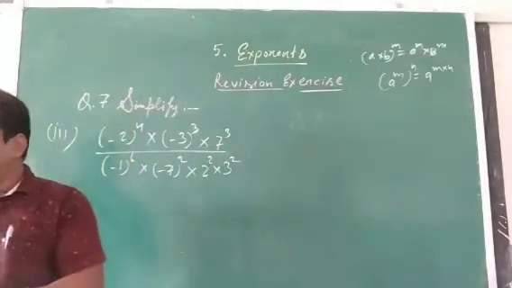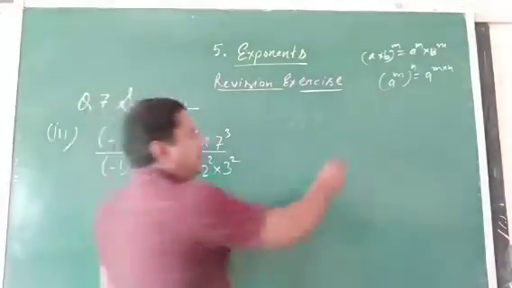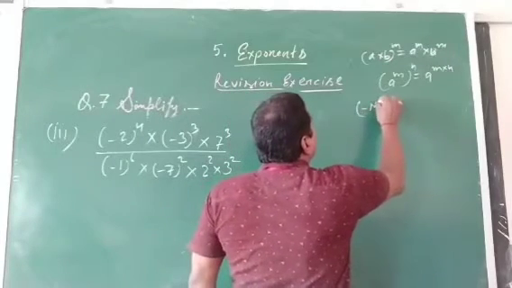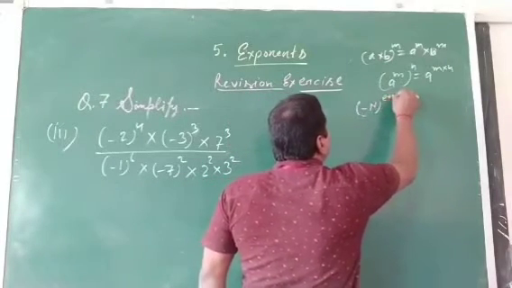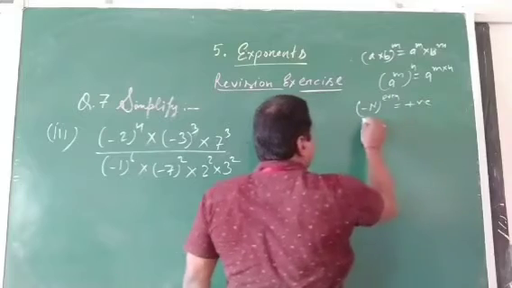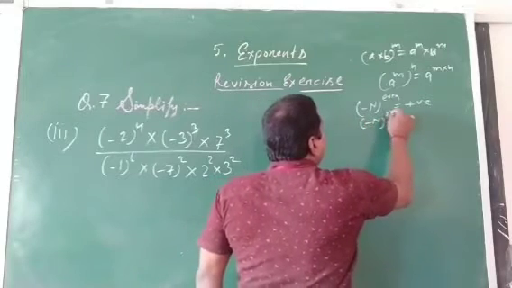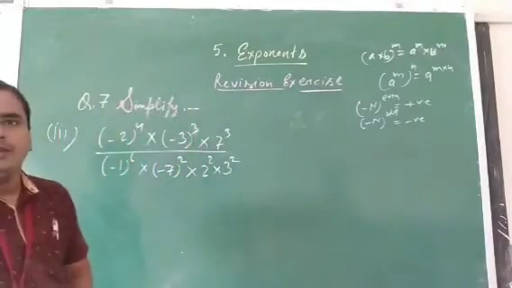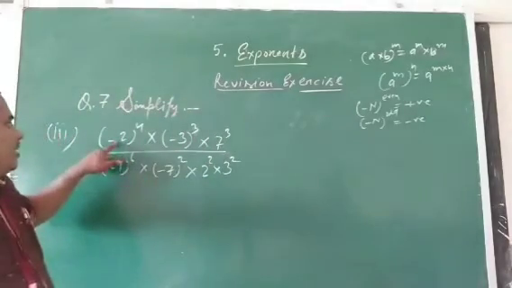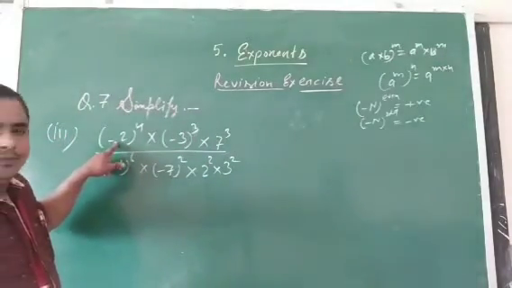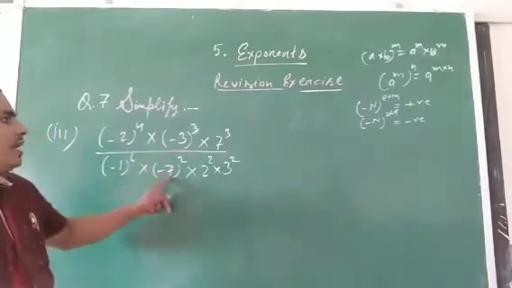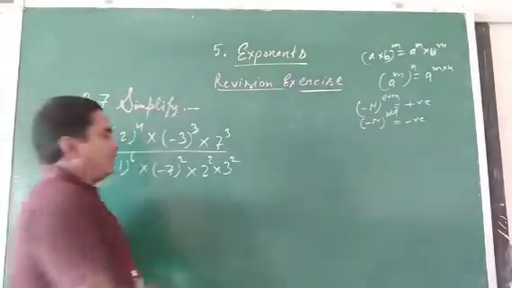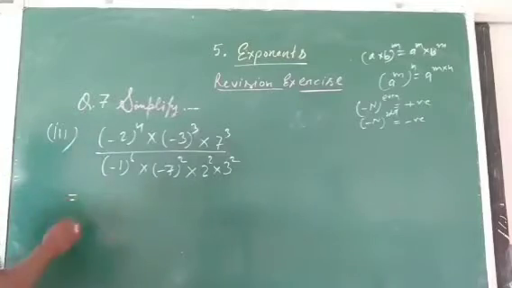So here first, what is the rule? Any negative number having an even power, its value is always positive. Any negative number having an odd power, its value is always negative. Here the negative numbers are minus 2, minus 3, minus 1, minus 7. Here the power is even. So what will it become?